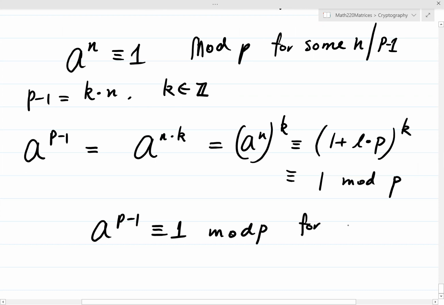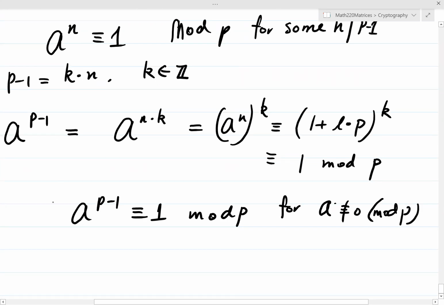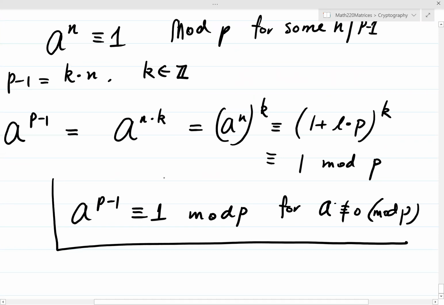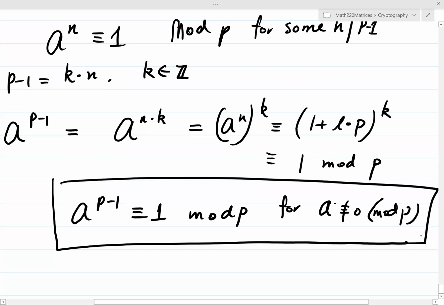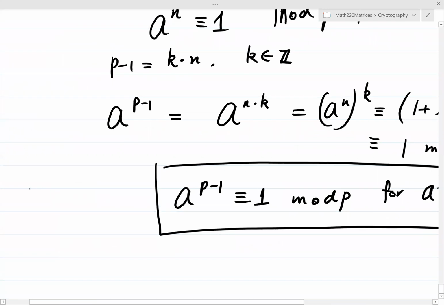For A not divisible by P, which is not a multiple of P, for A not congruent to 0 mod P. So this is actually called Fermat's Little theorem.